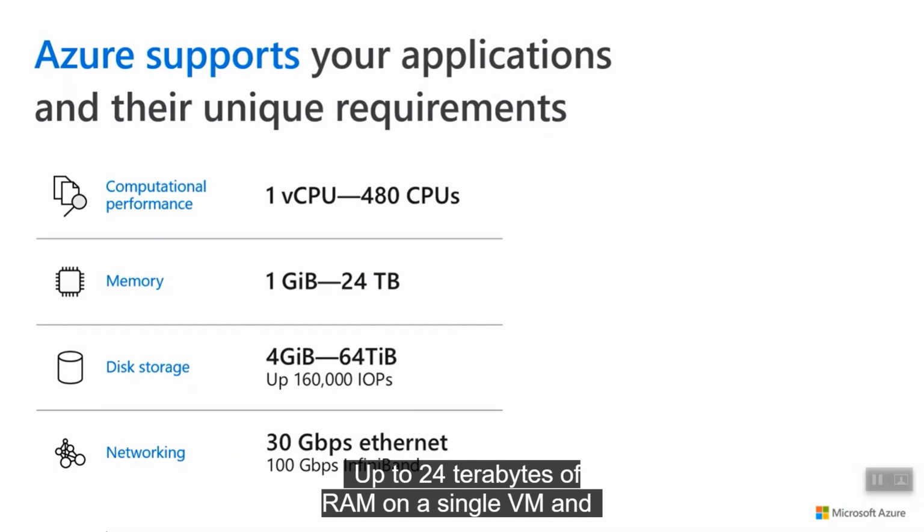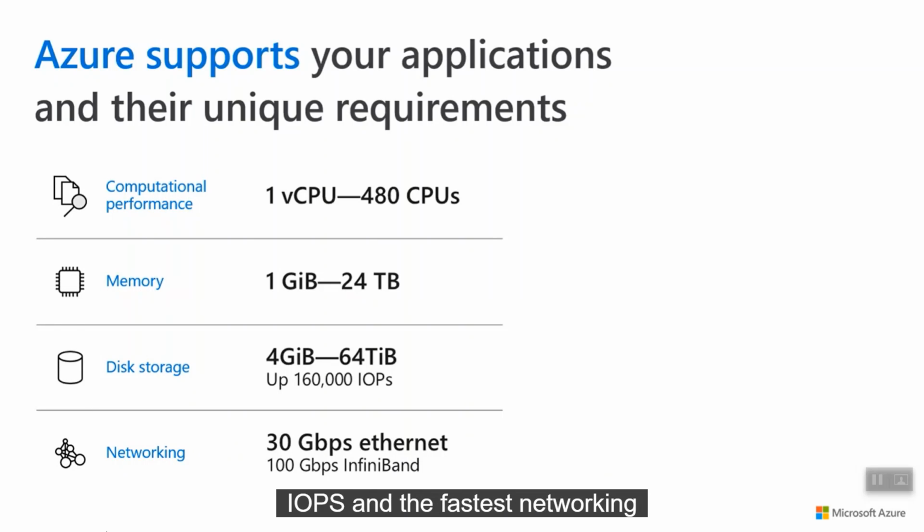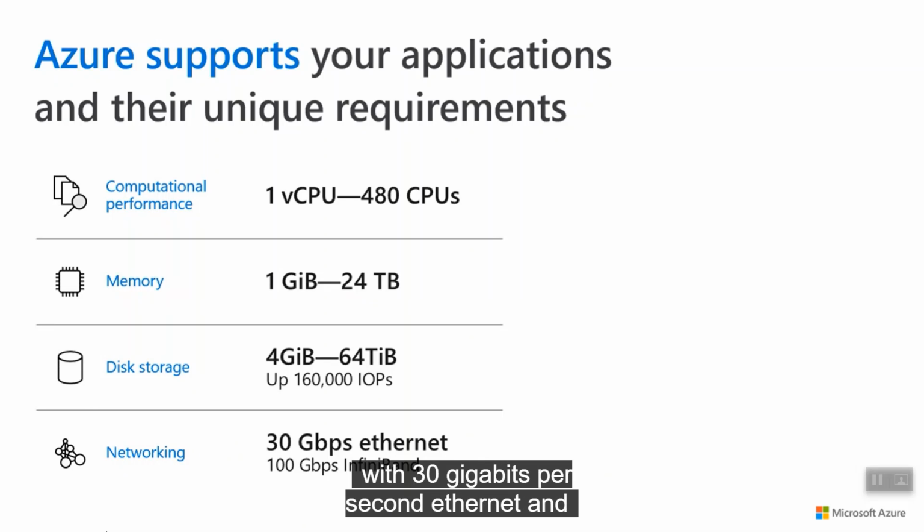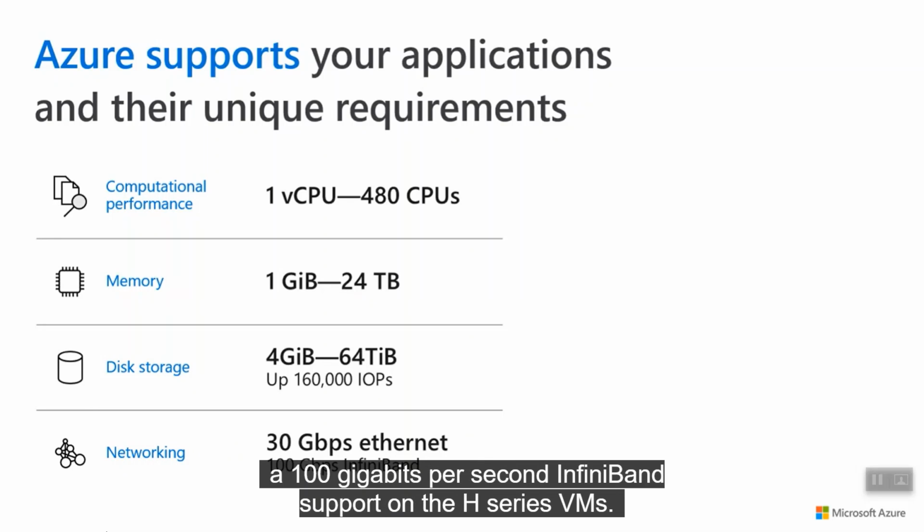Up to 24 terabytes of RAM on a single VM and 64 terabytes of disk, providing 160,000 IOPS and the fastest networking with 30 gigabits per second Ethernet and 100 gigabits per second InfiniBand support on the H series VMs.